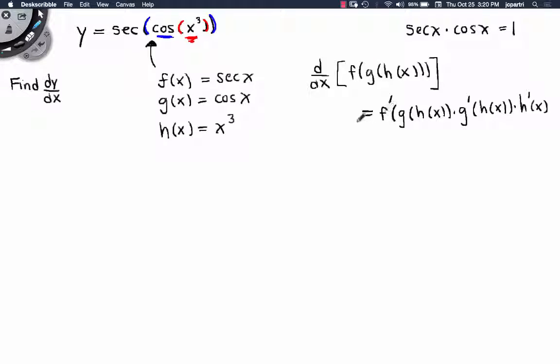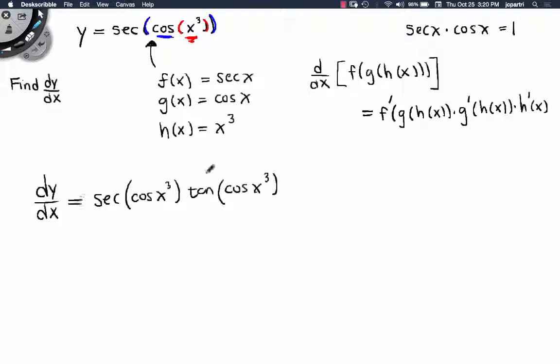So what is f prime? What's the derivative of secant? It's secant tangent. But it's not secant tangent of x. It's secant tangent with g of h inside. So this will become the secant of the cosine of x cubed times the tangent of the cosine of x cubed. And that's f prime of g of h of x, times g prime of h.